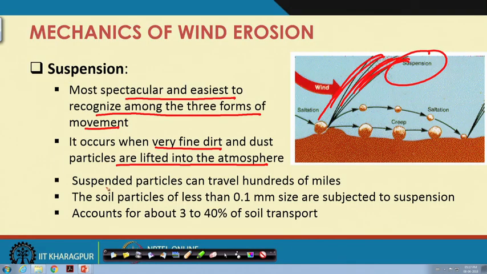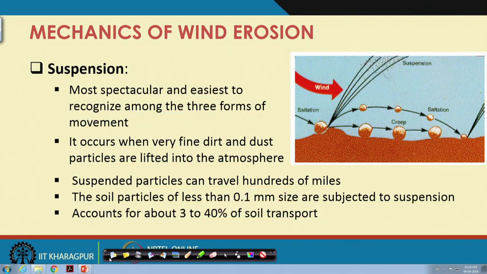Suspended particles can travel hundreds of miles depending upon the wind velocity and the size of the soil particles. They can be taken far off from the place where the initiation has started. Soil particles of less than 0.1 mm size, much lighter and smaller, are subjected to suspension, and suspension accounts for 3 to 40% of the soil transport as far as wind erosion is concerned.